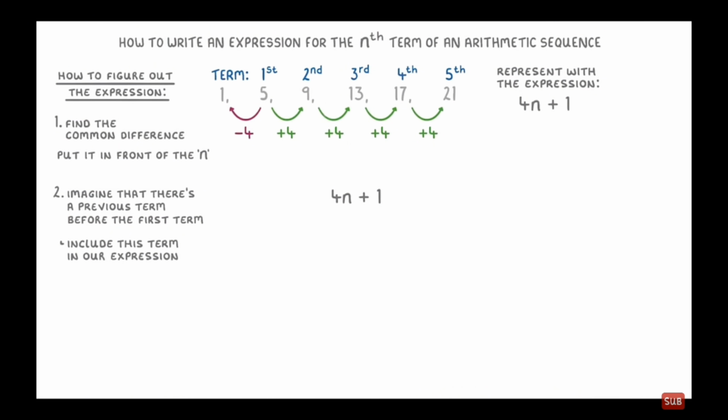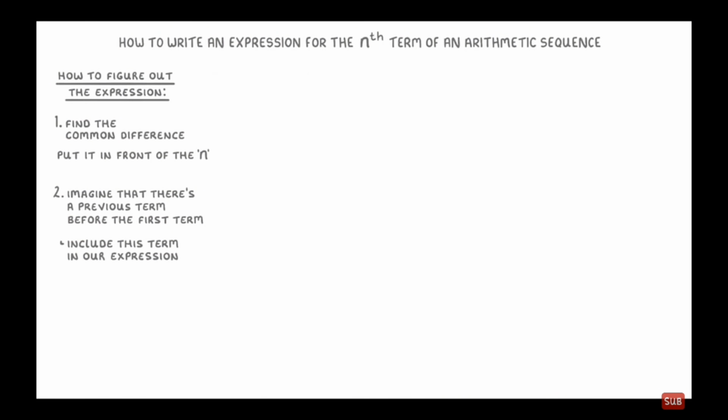So to summarize this, because this sequence increases by 4 each time, we put 4n, and then because the imaginary term before the first term would be positive 1, we put plus 1 on the end to get 4n plus 1. Let's use this same technique to try and find the expressions for these two sequences as well.